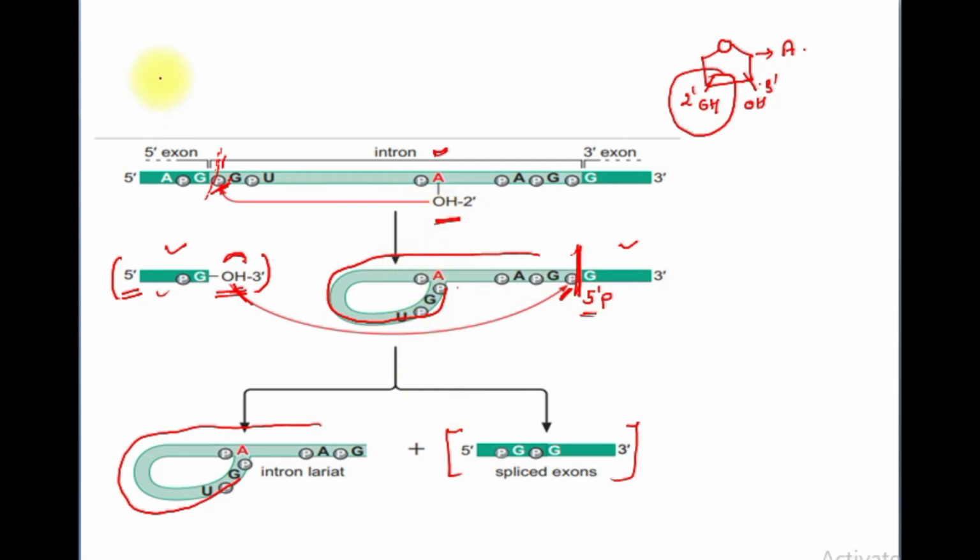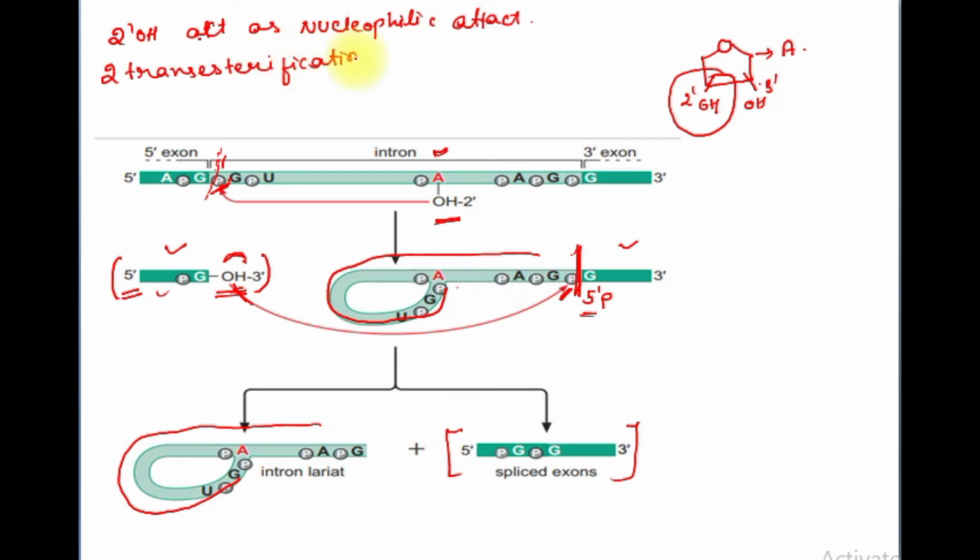So what are the points here? Here we have the 2' OH group, and this 2' OH group acts as the nucleophile. That means a nucleophilic reaction is taking place, and for this process there are two transesterification reactions.